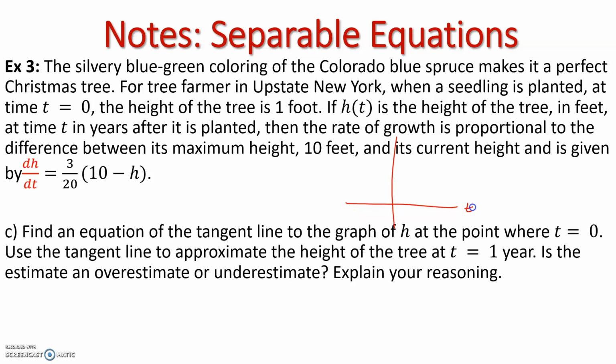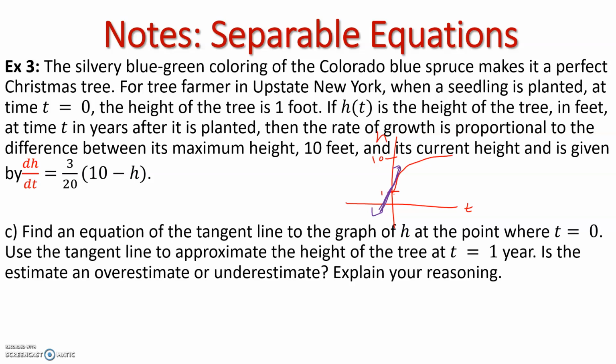So first off, imagine what we have here. We have our time and we have our height. We know that at 1, that is when it's a seedling at time 0. And we also recognize from part A that initially the tree is growing faster and then it slows down at a height of 10 feet. So if we are finding our tangent line at 0, pretend this is a straight line right here, going through 0, 1, and is tangent to our curve.